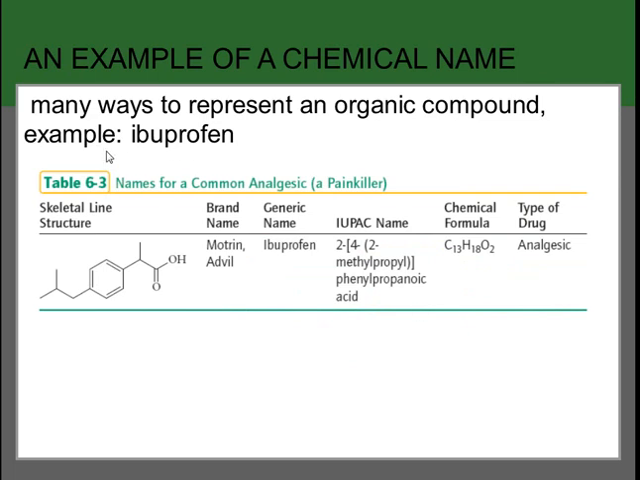An example of a chemical name. There are many ways to represent an organic compound. For example, ibuprofen. Here's the skeletal line structure. We might have a few different functional groups in here that we haven't learned about yet. The brand name, Motrin, Advil. Generic name, ibuprofen. According to IUPAC rules, it's called 2,4,2-methylpropyl phenylpropanoic acid. And we'll learn those rules. We typically won't name compounds as complicated as this, but we will learn how to use the IUPAC rules. It has a chemical formula, and it can be cataloged by a type of drug, an analgesic.